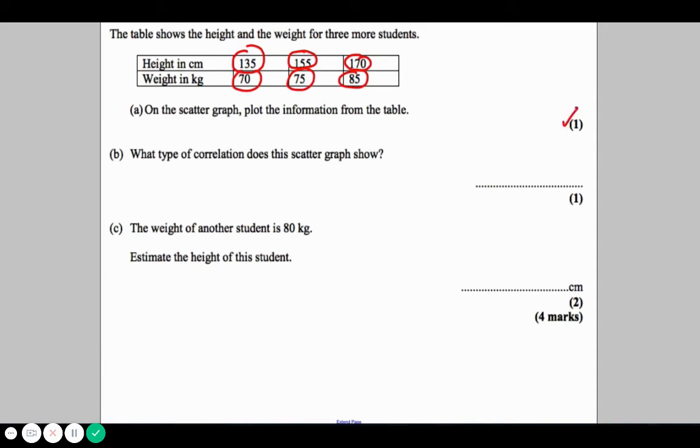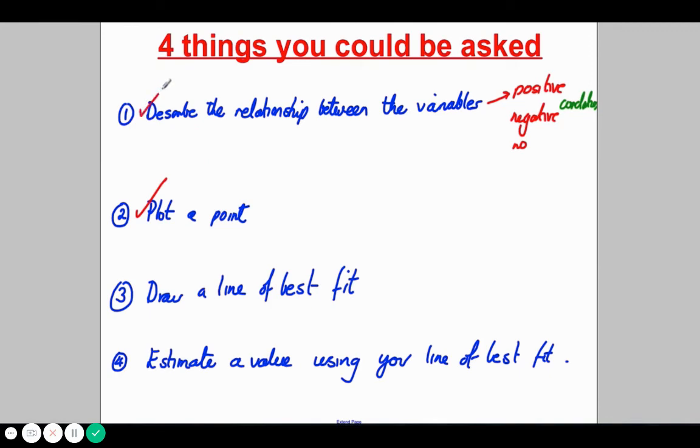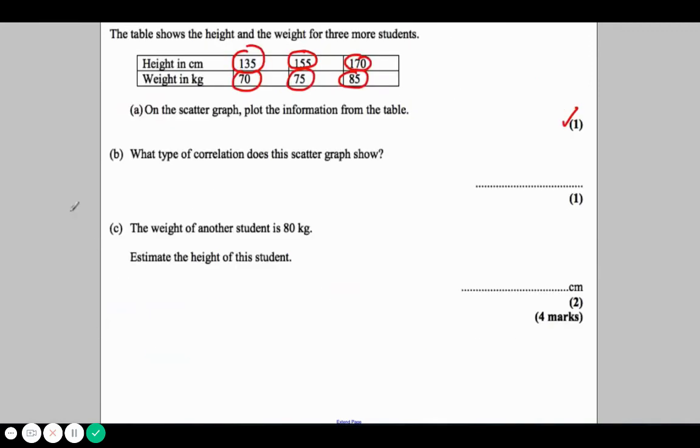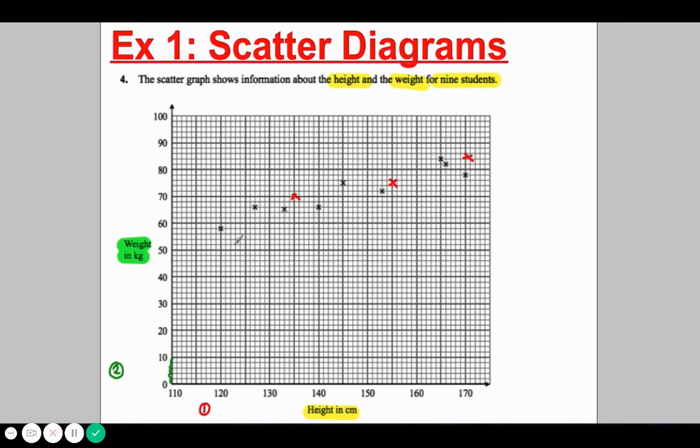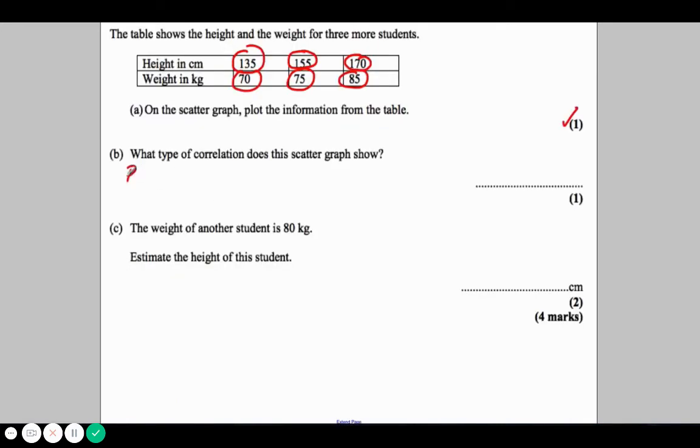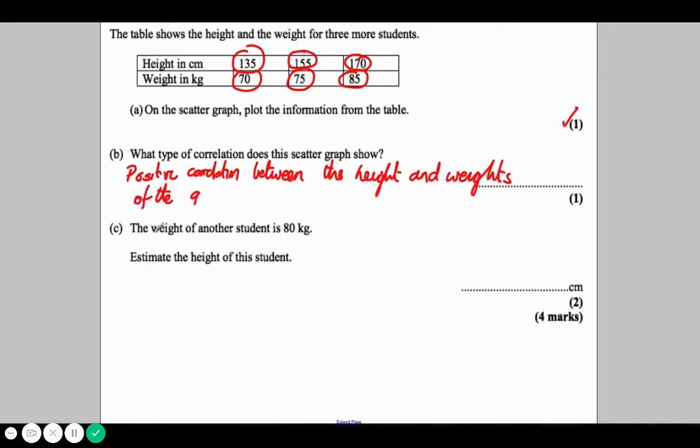What type of correlation does this show? Remember I told you they can ask you to describe the correlation? Well, they have. What type of correlation does this show? Well, as the height goes up, the weight is going up. So there's a positive correlation. So you can just write positive correlation between, and state what is between, the height and weights of the 9 students, or in 3 more now, so 12 students.